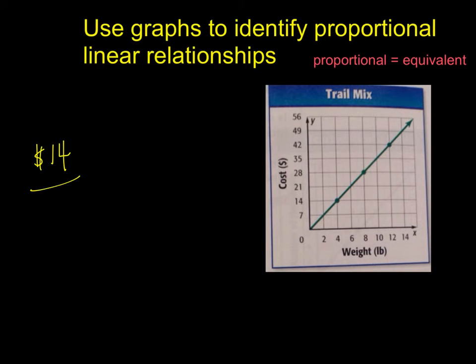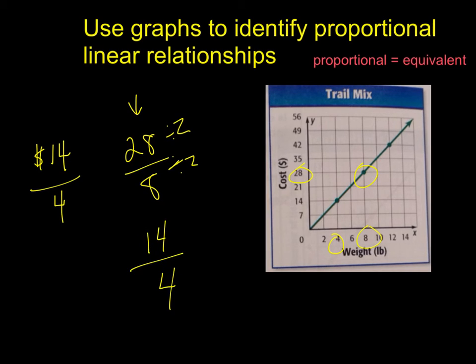So we're going to have that $14 on the top, and that is for 4 pounds. Okay, now this point right here is $28 for 8 pounds. So to find out if these are proportional, let's just simplify one or both of these down. Now I'm going to take a look at this one right here because I can see that if I divide both of these by 2, it's going to give me an equivalent fraction or an equivalent proportion, and that's going to give me 14 over 4, which is equal, obviously the same as this one.